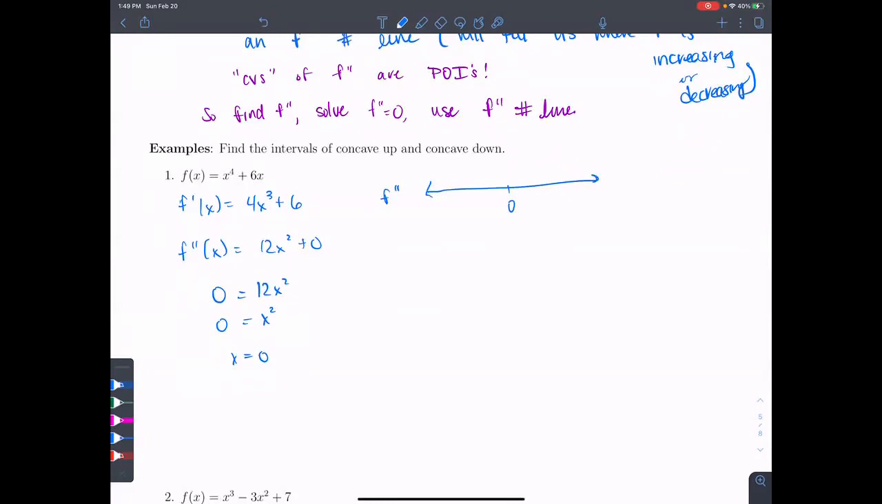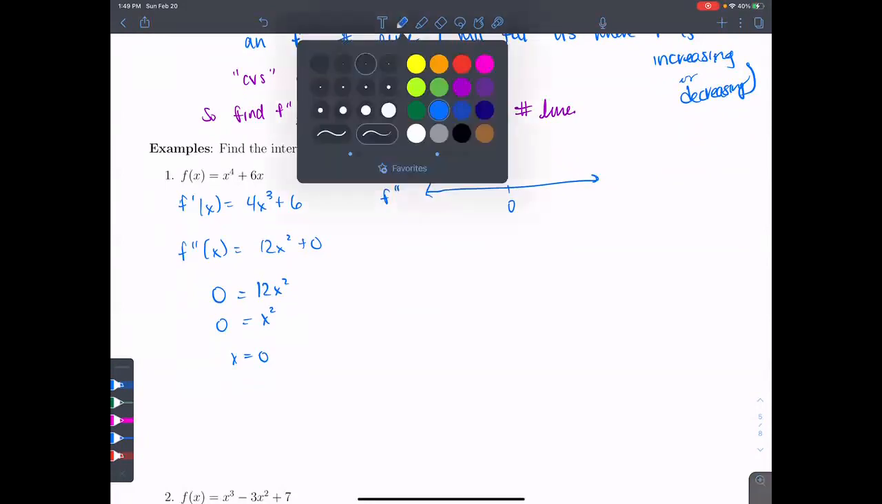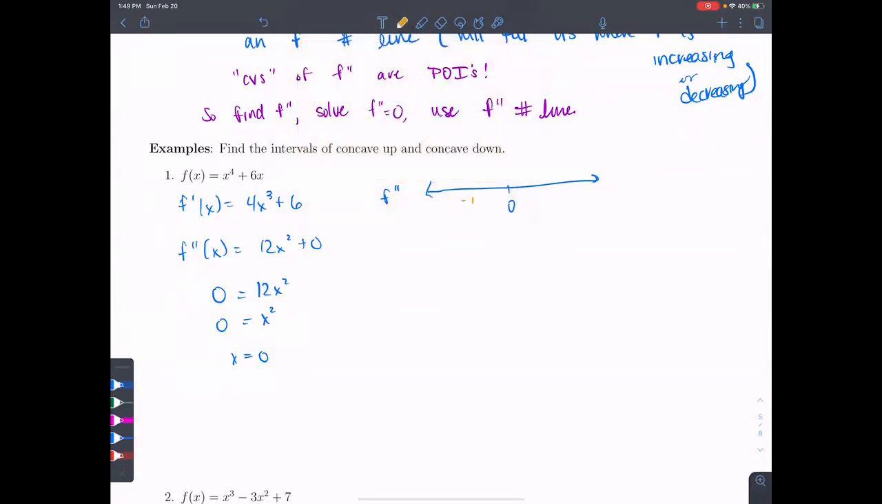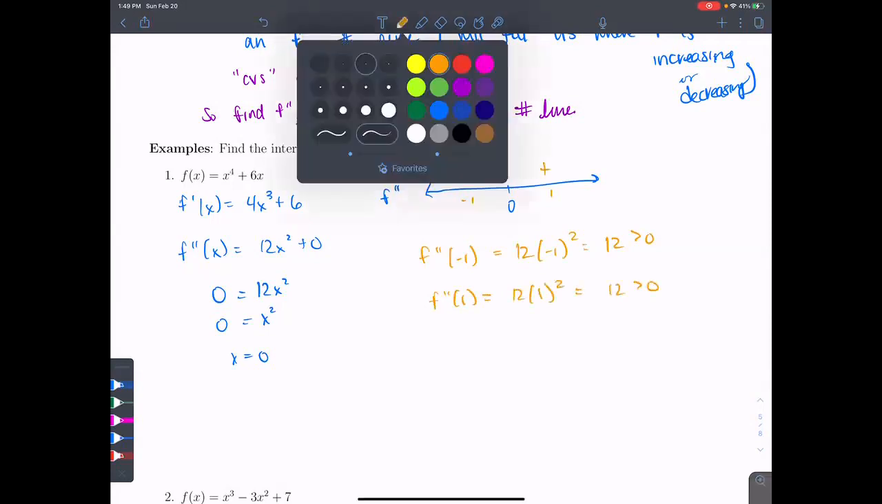And then we're going to test values just like we did before. So -1 and 1, but now we're testing into f double prime. f double prime of -1, we make this 12 times -1 squared, which is 12. So that's positive. And f double prime of 1 would be 12 times 1 squared, which is 12, which is also positive. So this is concave up everywhere.